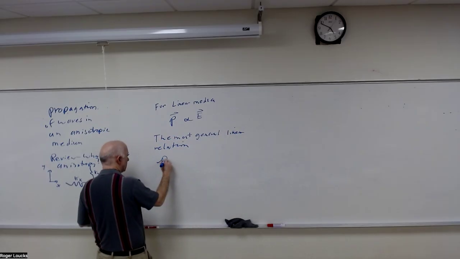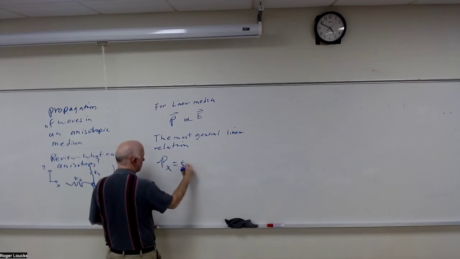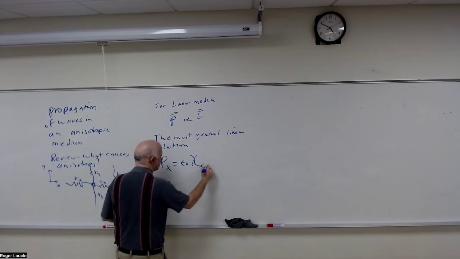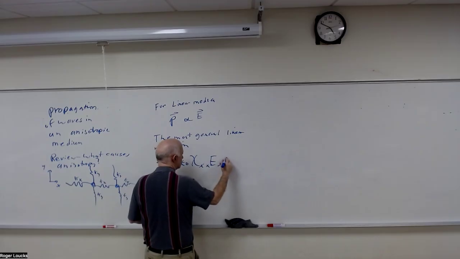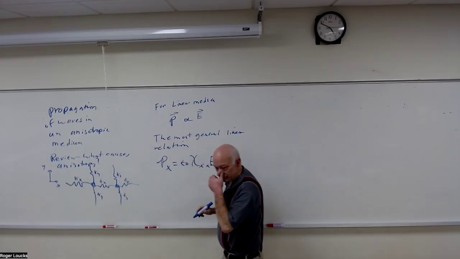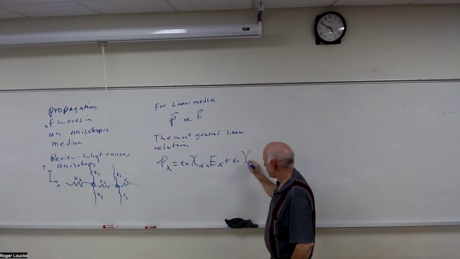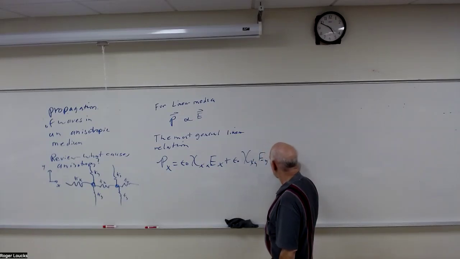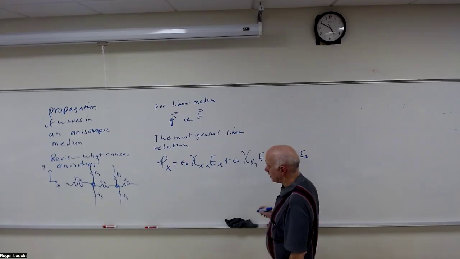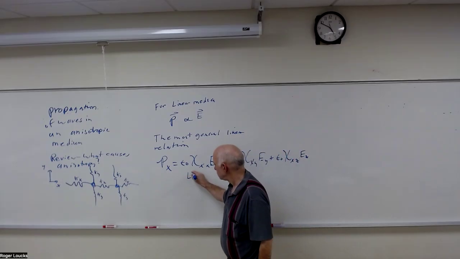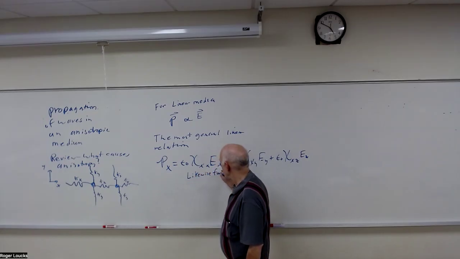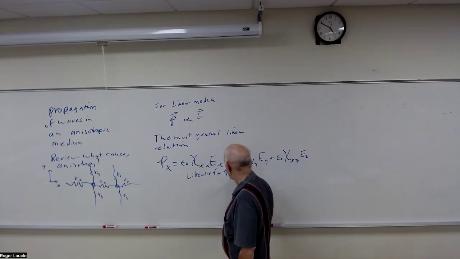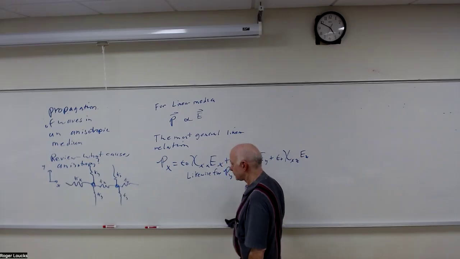If we look at this, Px is going to be epsilon naught chi xx Ex, plus epsilon naught chi xy Ey, plus epsilon naught chi xz Ez, and then likewise for Py and Pz. Does that make sense?